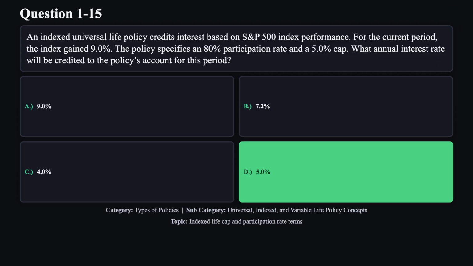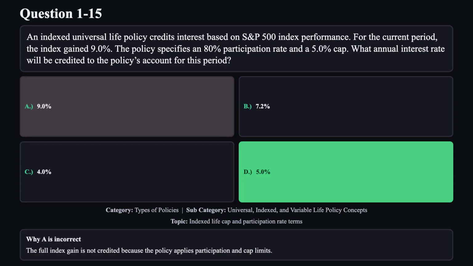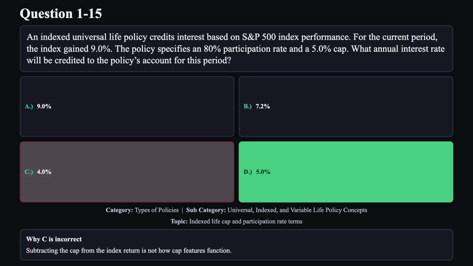The correct answer is D. When the participation-based yield exceeds the cap, the cap limits the credited interest, so the credited rate is the 5.0% cap. Reason A is not correct. The full index gain is not credited because the policy applies participation and cap limits. Reason B is not correct. The participation yield exceeds the cap and must be reduced to the cap level. Reason C is not correct. Subtracting the cap from the index return is not how cap features function.